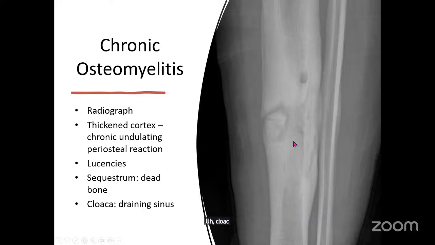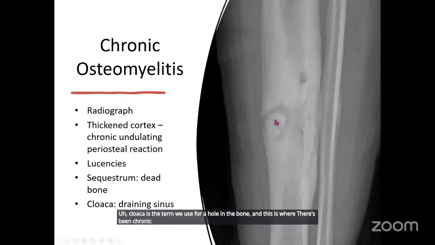Cloaca is the term we use for a hole in the bone, and this is where there's been chronic access to the bone, and this just kind of matures and becomes ossified and becomes corticated and becomes a permanent kind of tract within the bone to this cavity.